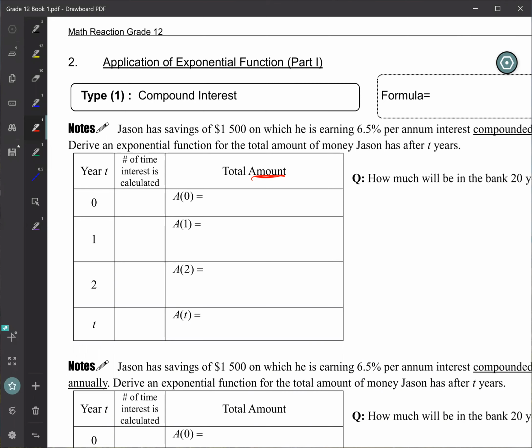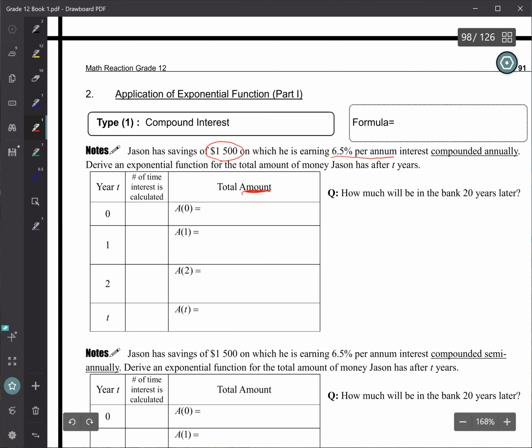So the example here is an amount of 1,500 in savings, and he is earning 6.5% per annum, meaning per year, compounded annually. This is saying that they give you the interest once every year. They calculate the interest once a year. Compounded annually. Derive an exponential function for the total amount.